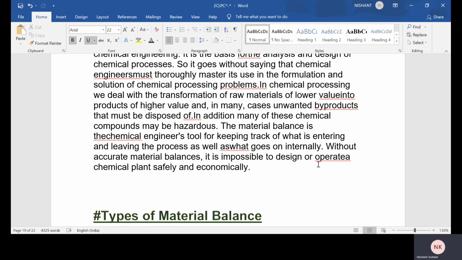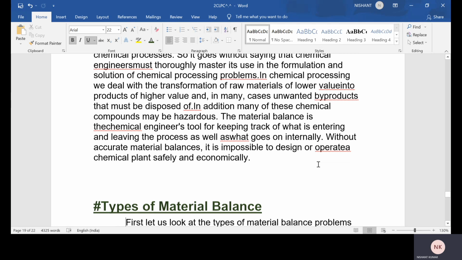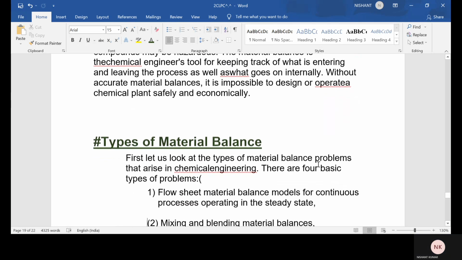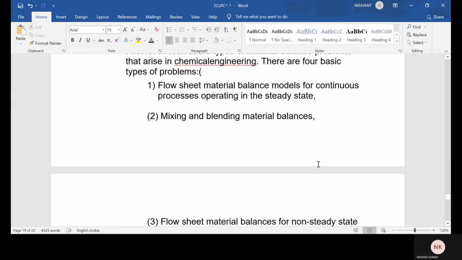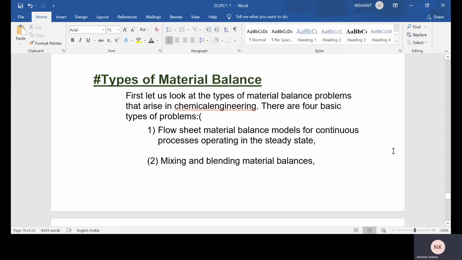In addition, many of these chemical compounds may be hazardous. Material balance is the chemical engineering tool for keeping track of what enters and leaves the process, as well as what goes on internally. Without material balance accounting, it is impossible to design or operate chemical plants safely and economically. We have four types of material balances.